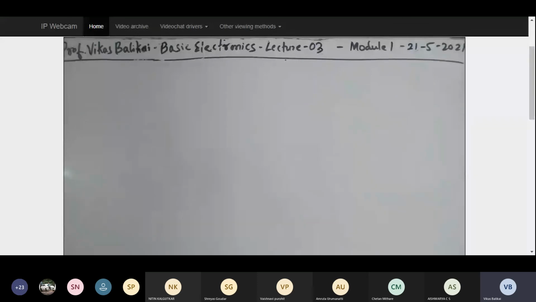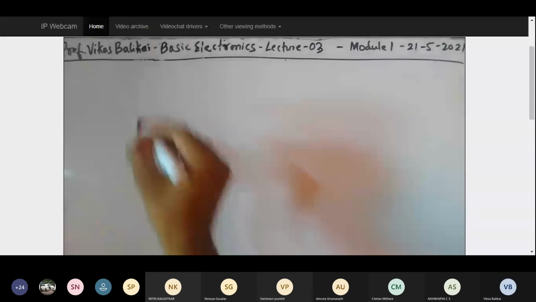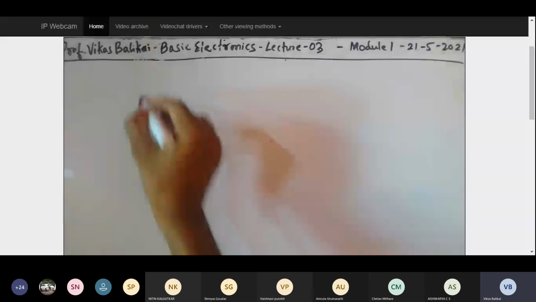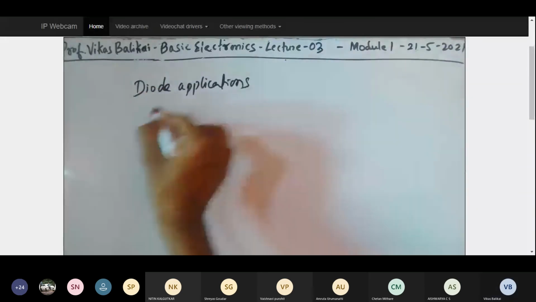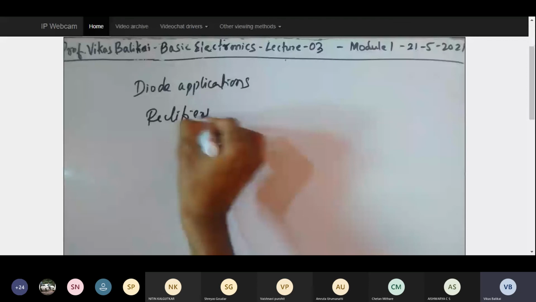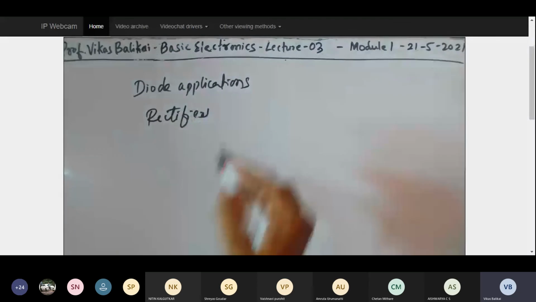Today we are going to continue with our discussion from module 1, that is with respect to diode. Today we're going to see the application of diode. Basically, we're going to start with the rectifiers, and in that, we're going to start with the half wave rectifier.